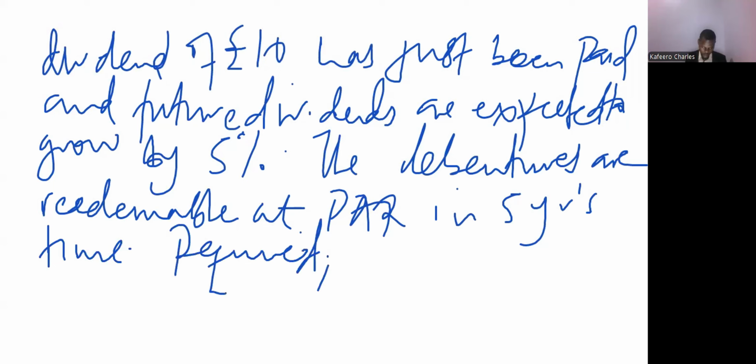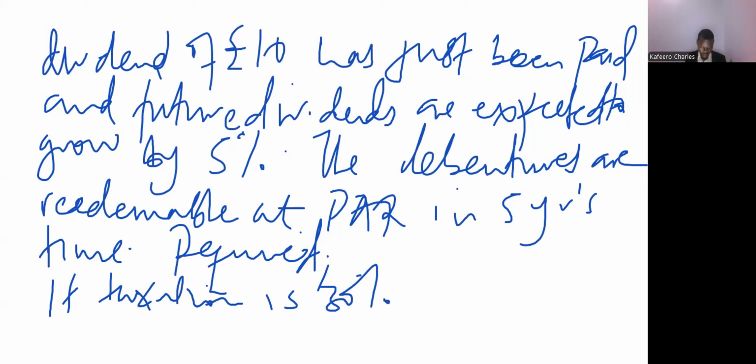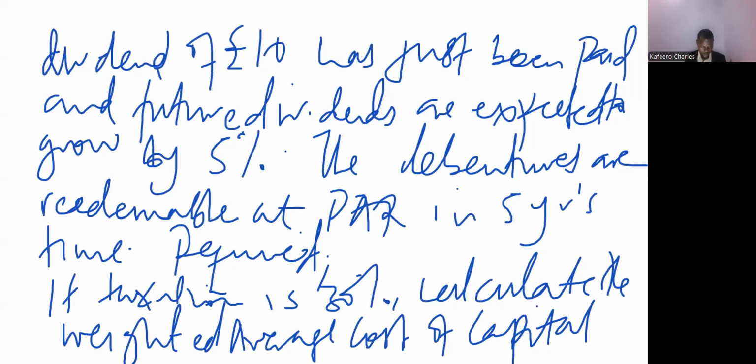They are telling us that if taxation is 30%, calculate the weighted average cost of capital. The weighted average cost of capital, or what we call WACC. So that's our question. So let's now try to look at the solution.